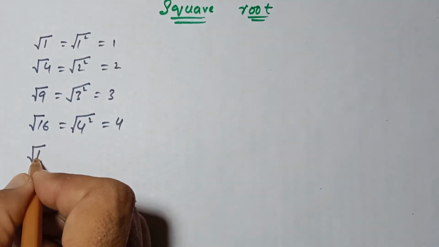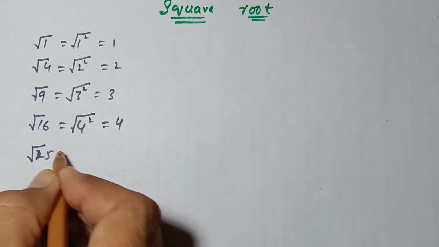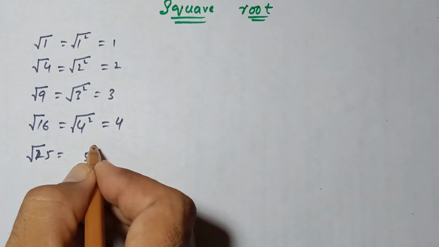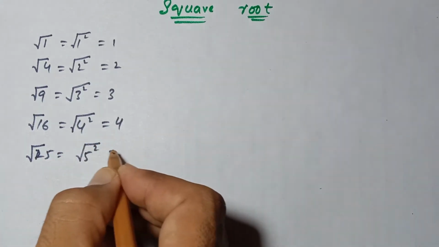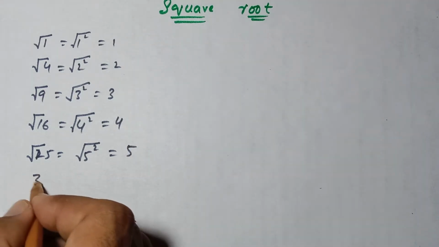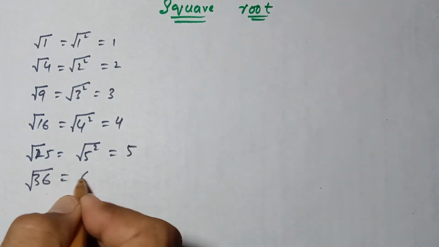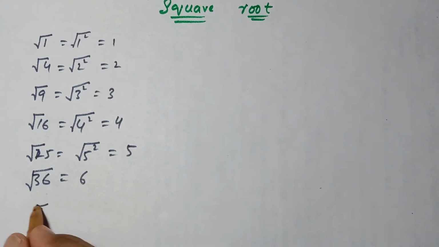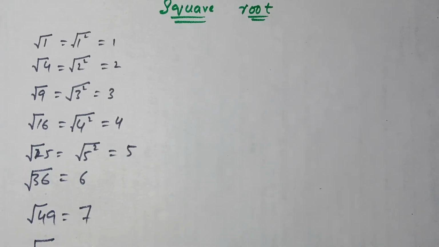And the square root of 25 can be written in the form of 5 squared, so the square root cancels the square, and it is equal to 5. The square root of 36 is 6. The square root of 49 is 7. And the square root of 64 is 8, and so on.